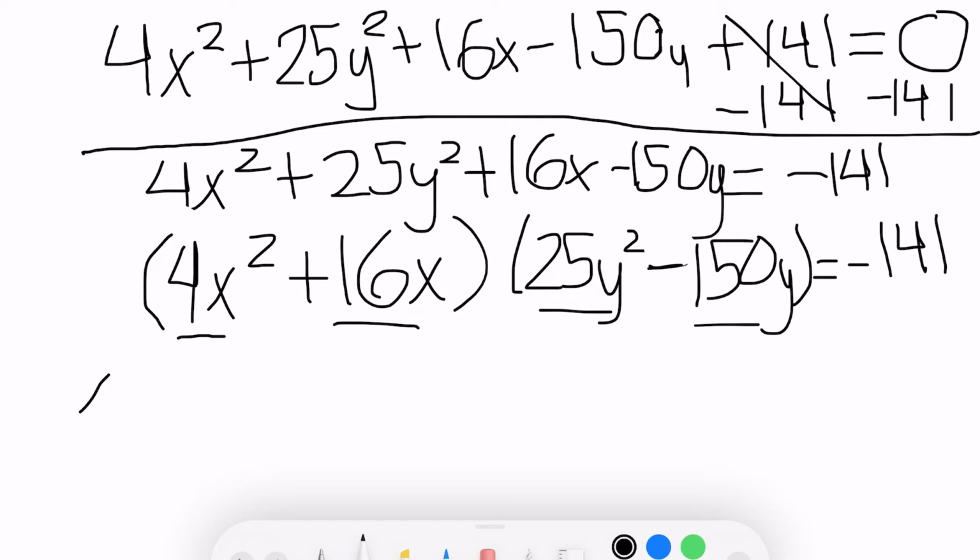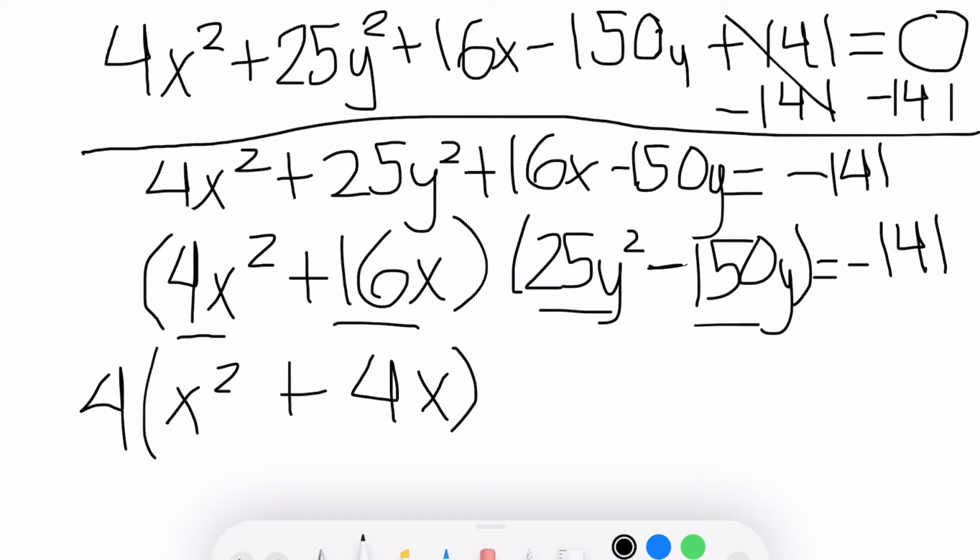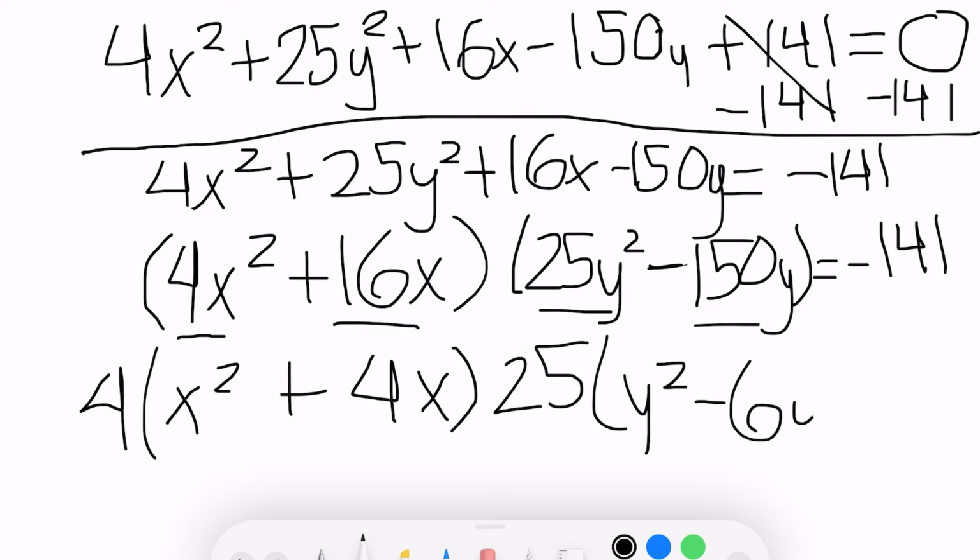As you can see, it's still divisible, and we want to keep it in the most simplified version. 4 and 16 can be divided by 4, so it'll be 4 parentheses x squared plus 4x. And again with the 25, it can be simplified to y squared minus 6y parentheses. And then we'll just put negative 141 at the end.